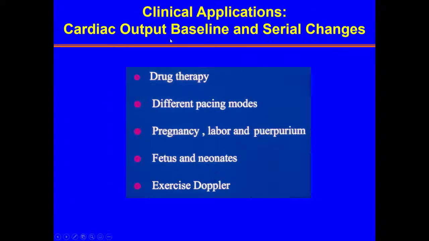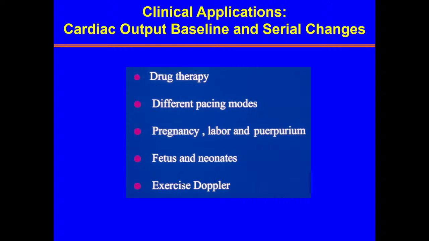This calculation of cardiac output has been put into good use over the years. For example, drug therapy, somebody who's in heart failure, reduced EF, small stroke volume, and they are giving them inotropes. You can administer these and then see what happens to the stroke volume. You can look at different pacing modes, variable interventricular time delays, variable AV delays, and you see how that affects the cardiac output. You can study changes during physiologic states like pregnancy, labor, and postpartum.